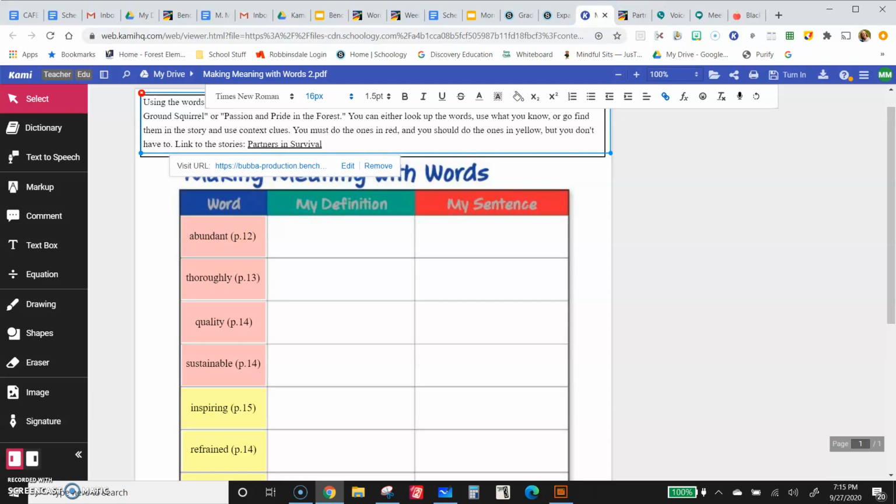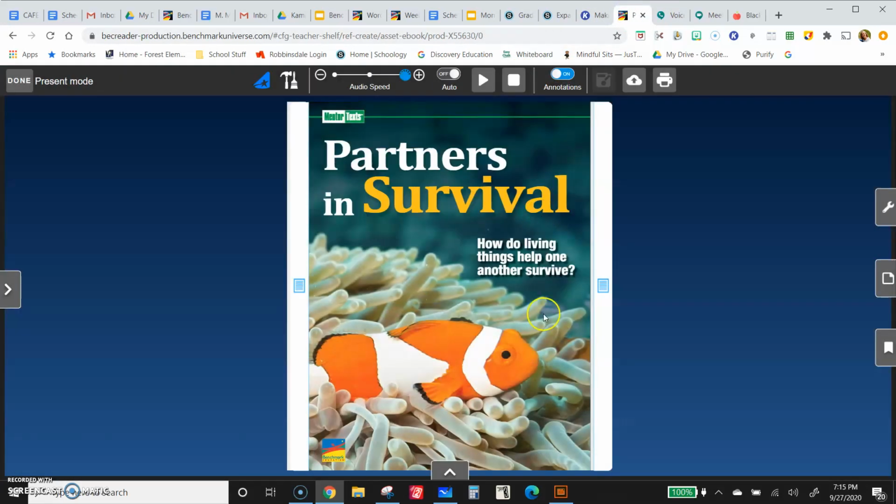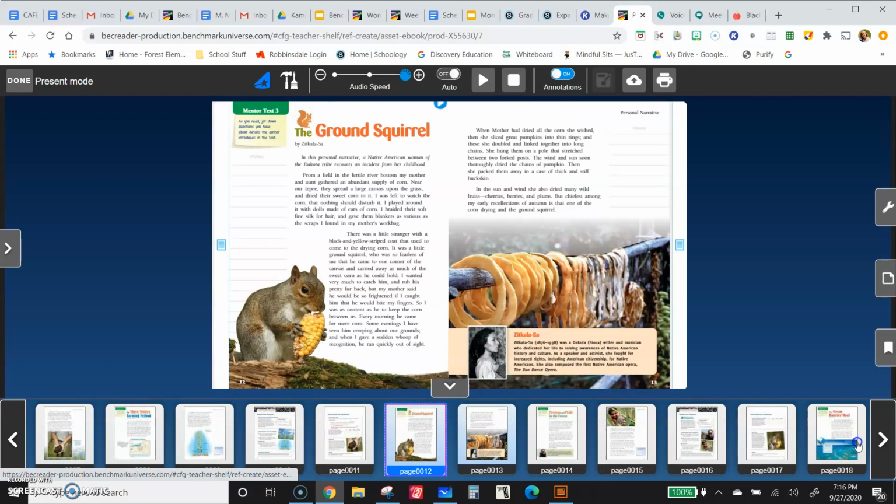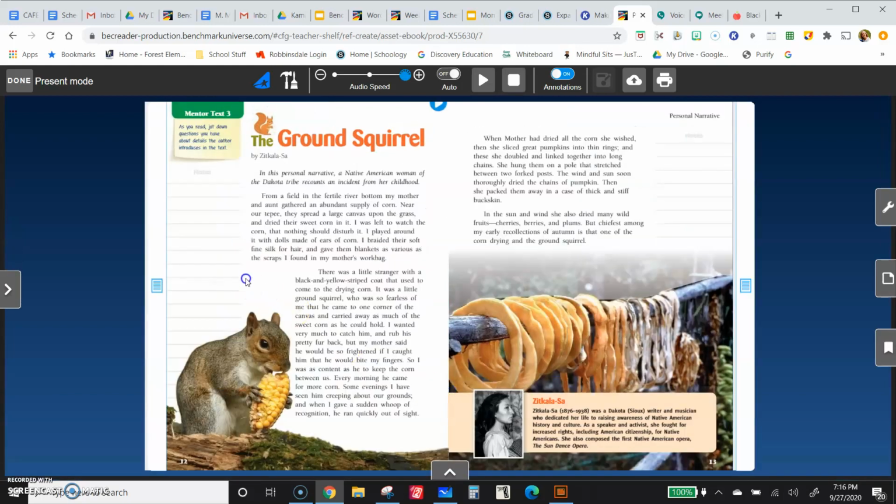So that first one, okay, page 12, I'm looking for the word abundant. So I can just click this arrow, go find page 12. We'll put it back down so it makes it a little bigger. Okay, "From a field in the fertile river bottom, my mother and aunt gathered an abundant supply of corn." Okay, so I found the word right away in that first sentence. "Near our teepee, they spread a large canvas upon the grass and dried their sweet corn in it." So sometimes it can be helpful to get a bigger sense, not just that sentence, but read the other sentences around it. Okay, so they gathered an abundant supply.